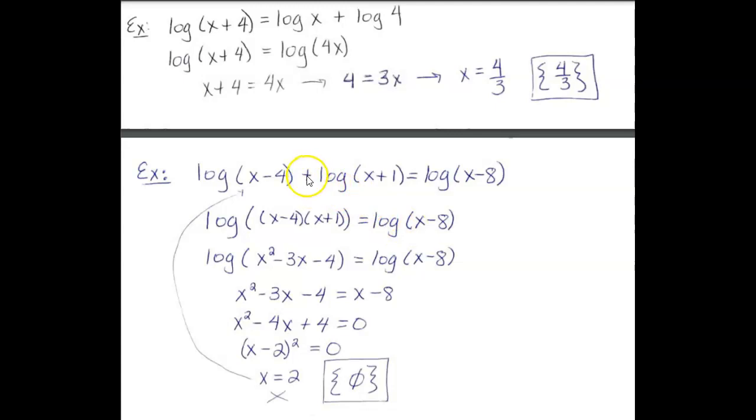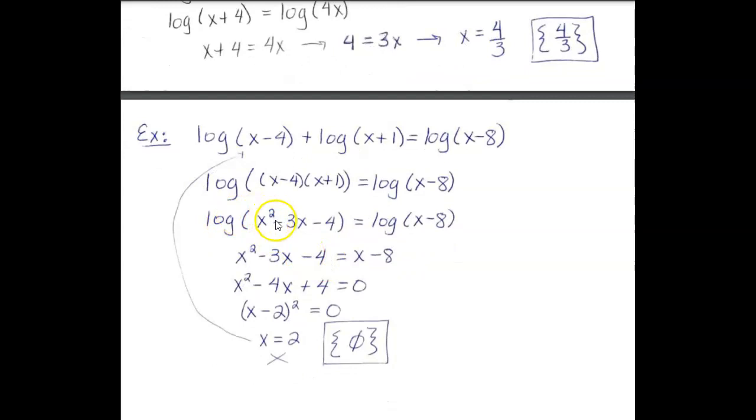So again, adding the separate logs merges them together as the log of the product, x minus 4 times x plus 1. We'll go ahead and multiply: x squared minus 4x plus 1x is minus 3x in the middle, and then minus 4 on the end. So the log of this expression equals the log of this expression. So we can set those two things equal. X squared minus 3x minus 4 equals x minus 8.